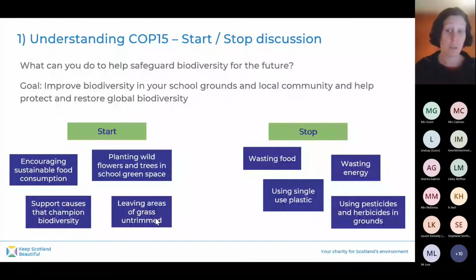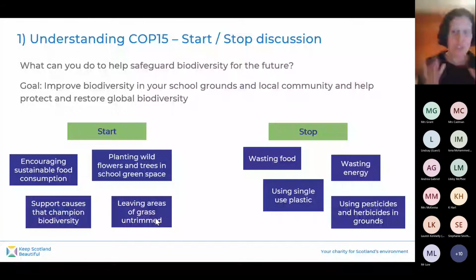Also thinking about what's getting used in your school grounds. Are pesticides and herbicides still being used? Go and find out from your groundskeepers, from your local council, and stop these kinds of chemicals being used, because they'll really damage local wildlife. Oh, brilliant. Yeah, hedgehog and bat houses and litter picks as well. Brilliant. So all of these things will help with biodiversity.